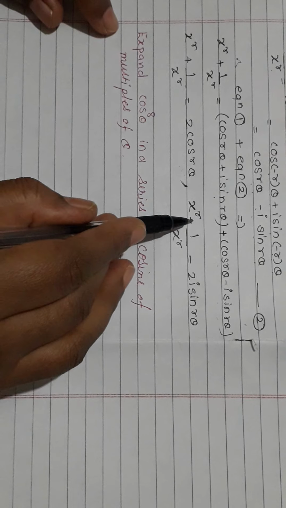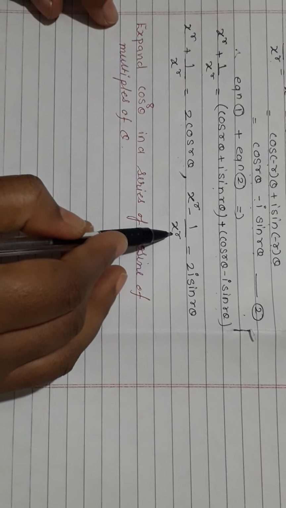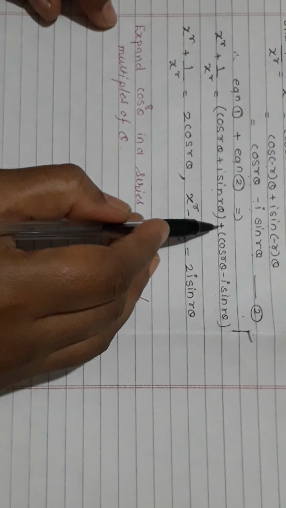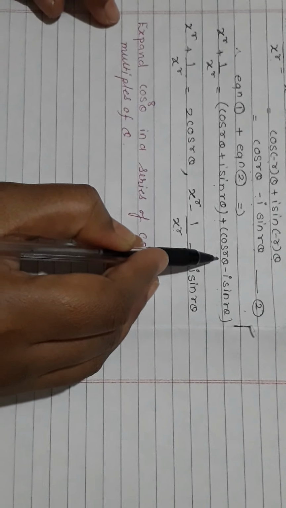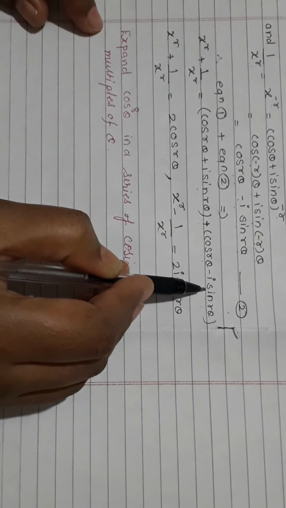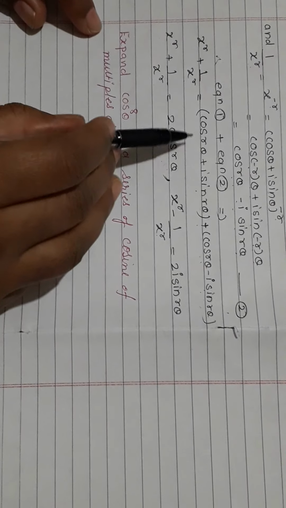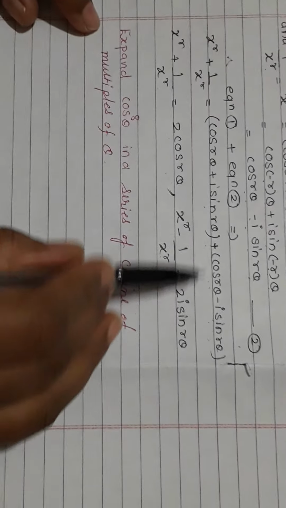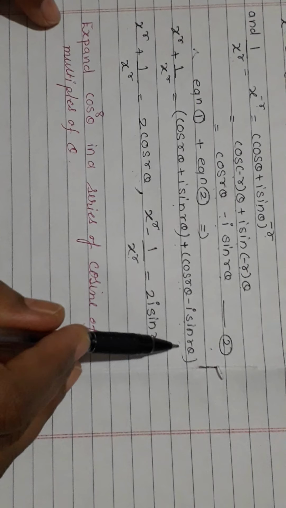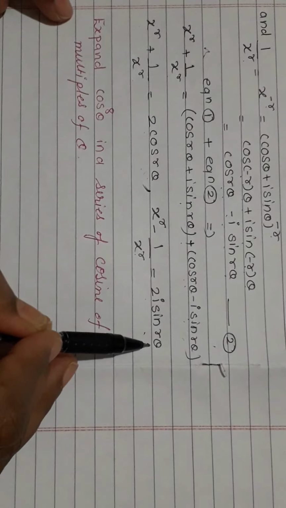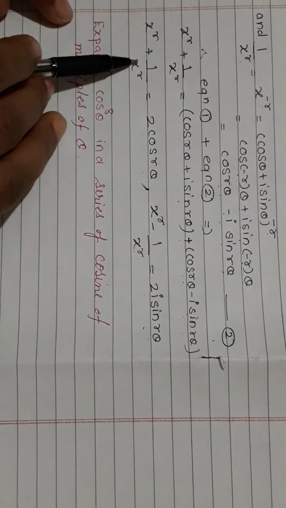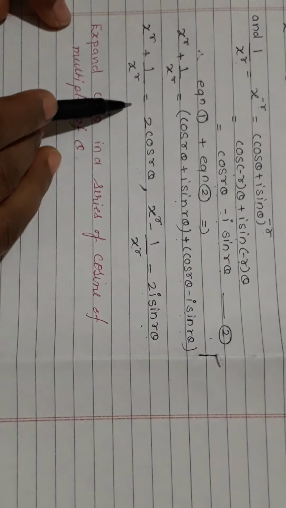Similarly, if you consider x raised to r minus 1 upon x raised to r, as there is a minus sign, the second term becomes a minus. So the cos of r theta becomes minus and it becomes a plus. In that case, the cos of r theta gets cancelled and the i sin r theta gets added. So it becomes 2i sin of r theta. In this way we get those two results.